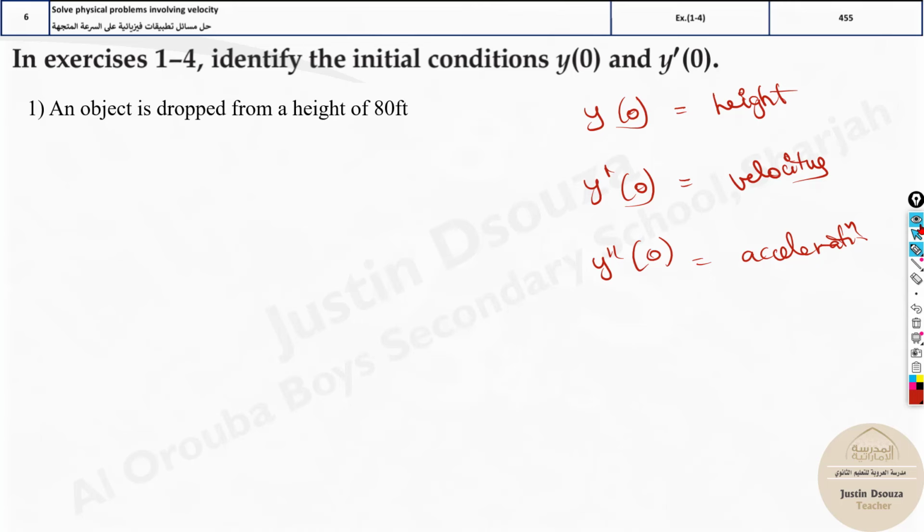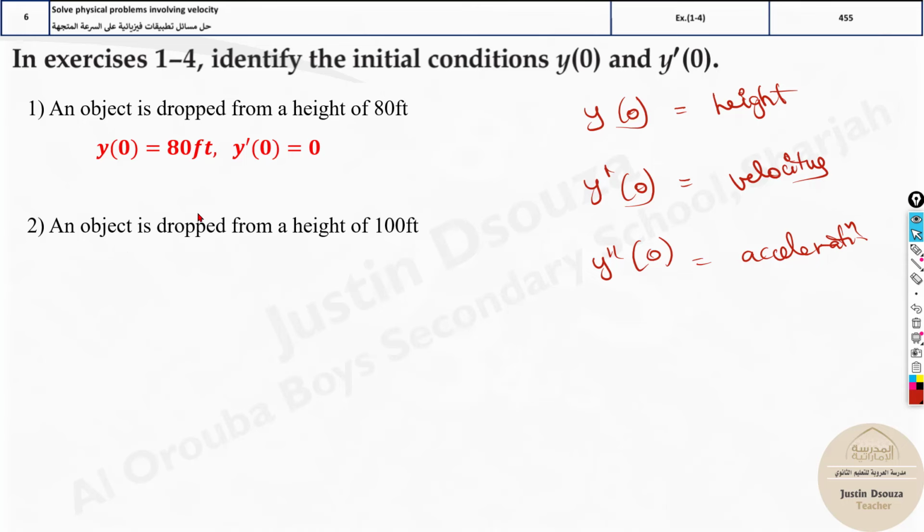So that's the things. Now over here, what is given? Only the height is given. So it's y of 0, that is 80 feet. That's it. Is the velocity mentioned? No, velocity is 0.